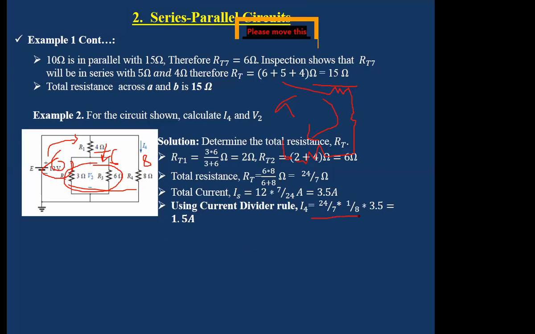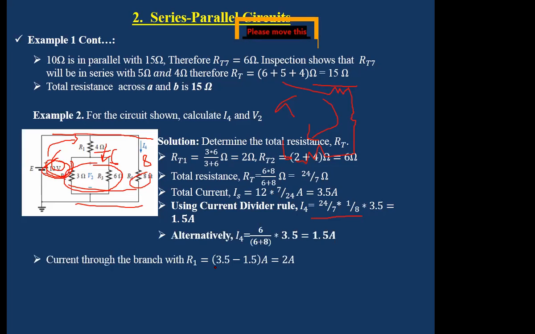So you choose what to use. You can use the current divider rule, or you can use Ohm's law. This is a voltage 12, this is a node, this is a node. So I4, even without calculating the total resistance, you could just straight away say I4 is equal to source 12 over resistance. You still get your 1.5. So this is the longer solution. You can just use that one, right?